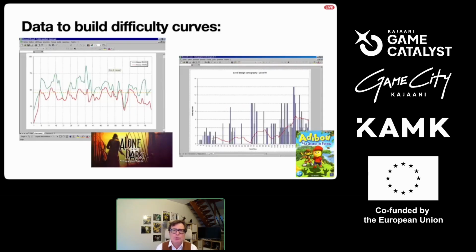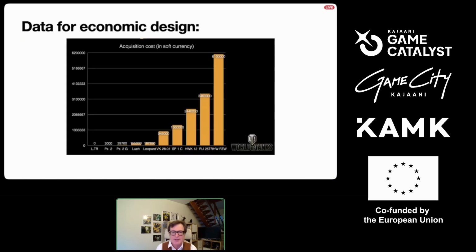Data can also be used to build and control difficulty curves. Like, you see the left curve, I used it to balance the level design in Alone in the Dark: The New Nightmare. I worked on that game a long time ago. And I used the right chart to build the difficulty curve as I was building levels for a platform game. So you see, data is used in many, many instances.